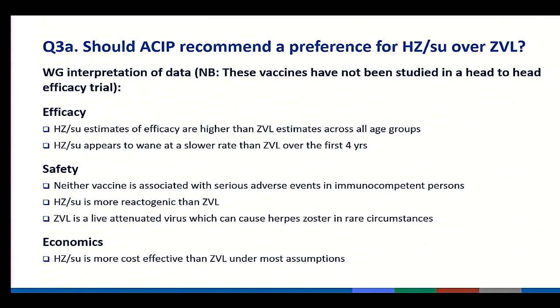With respect to safety outcomes, it should be noted that herpes zoster subunit has been studied in approximately 16,000 participants in preclinical trials, whereas zoster vaccine live has been administered to more than 20 million people in the United States following its clinical trials. Neither vaccine is associated with serious adverse events in immunocompetent persons. The subunit vaccine is more reactogenic than the zoster vaccine live, and zoster vaccine live is a live attenuated virus, which in fact can cause herpes zoster in rare circumstances. In terms of economics, herpes zoster subunit vaccine is more cost-effective than zoster vaccine live under most assumptions that were presented today.